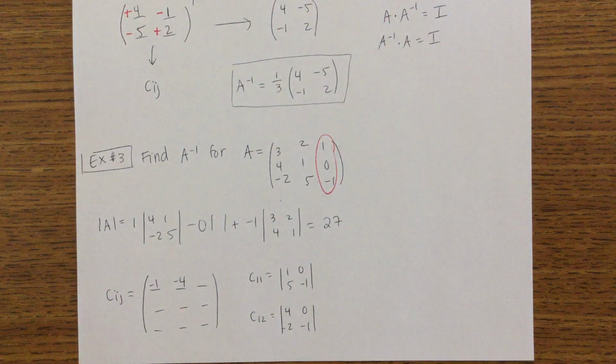I would like you to take a minute to find the remaining components and figure out the signs. So do the -1 to the i plus j. Good luck.